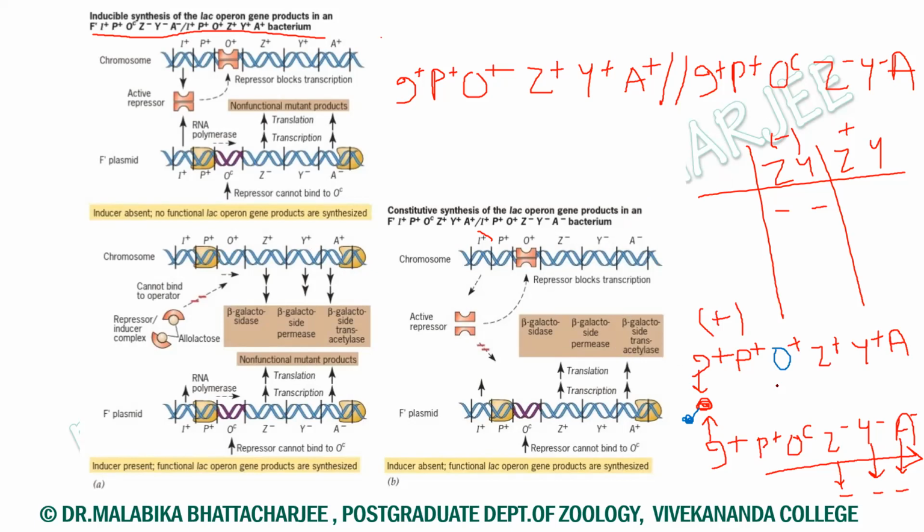We are having a functional operator. RNA polymerase will sit at the promoter and will transcribe this mRNA. From this mRNA, we are getting a functional beta galactosidase, a functional permease, and a functional transacetylase. So in presence of lactose, we will get a picture like this.